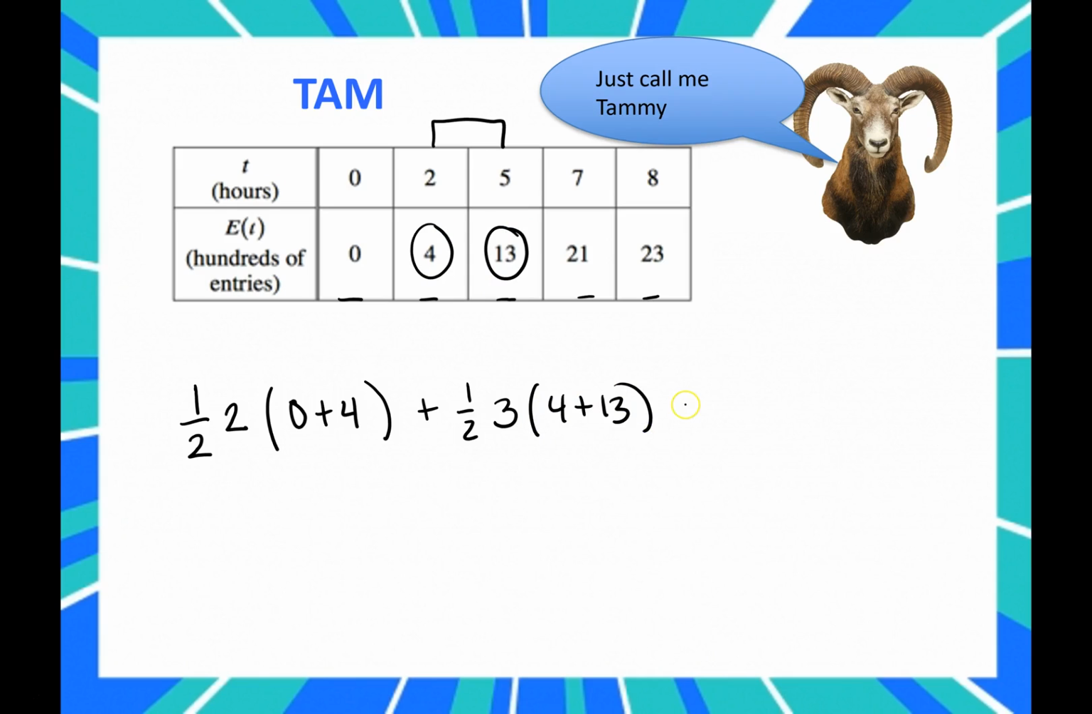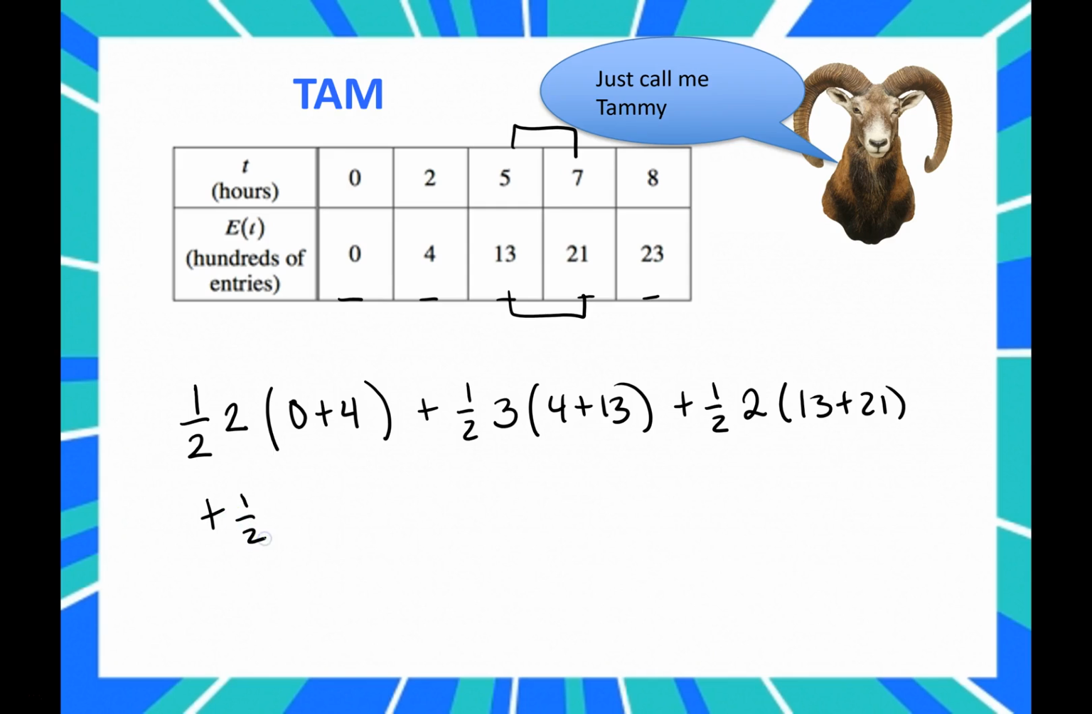Okay. All right, let's go to the next one. Plus 1/2 my height is now from 5 to 7, so that's a height of 2. And then my bases are 13 and 21. Plus 1/2. Okay, what's my height here? Well, my x value changes are from 7 to 8. That would be a height of 1. And then I've got 21 plus 23.